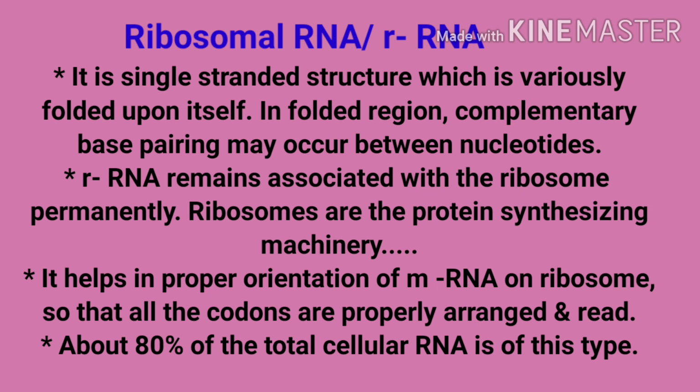Let's see the general structure of rRNA or ribosomal RNA. rRNA is a single stranded structure which is variously folded upon itself, and in folded regions complementary base pairing may occur. rRNA remains associated with the ribosomes permanently. We know that ribosomes are the protein synthesizing machinery. There it helps in proper orientation of mRNA on the ribosome so that all the codons are properly arranged and read.